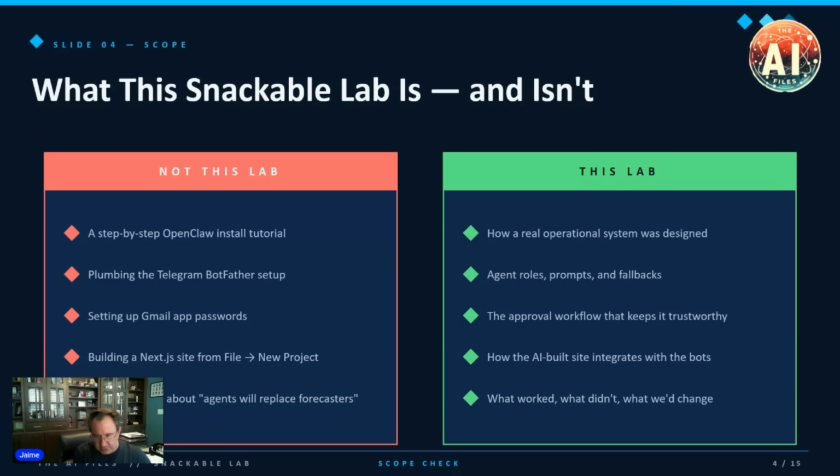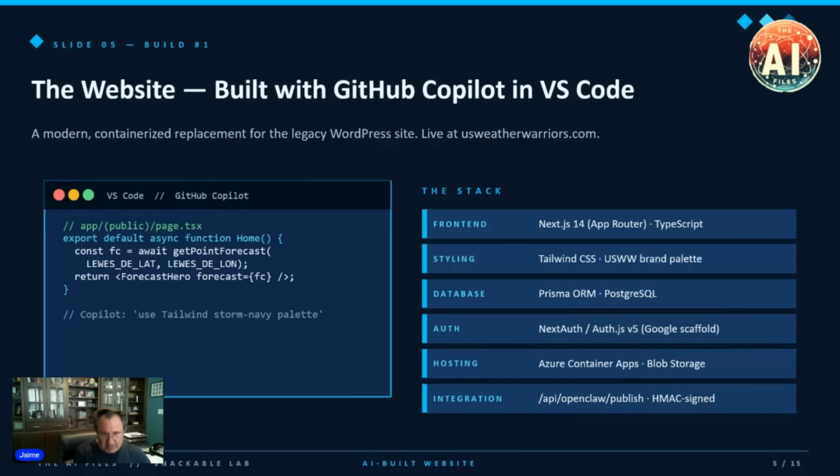How do you build the different agents, roles, and prompts and the fallbacks? How do you create a workflow that's actually trustworthy? And again, that's that human in the loop. And then how do you build the site that will actually integrate with these bots? And then what worked, what didn't, and what things did we actually change.